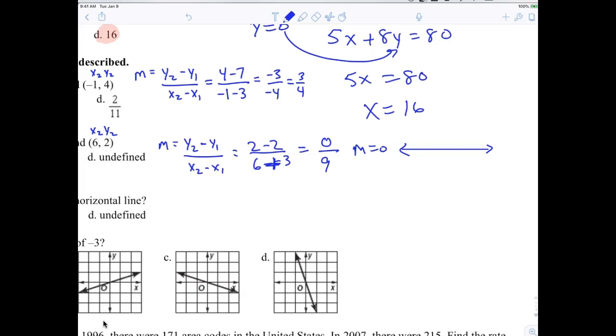If your line is vertical, what is the slope for that? Who remembers? Look at your answer choices. Undefined. That's the one that's undefined. Remember what I told you? You can't ski down a mountain that has a vertical slope. That's how you can remember that. Anybody have any questions?